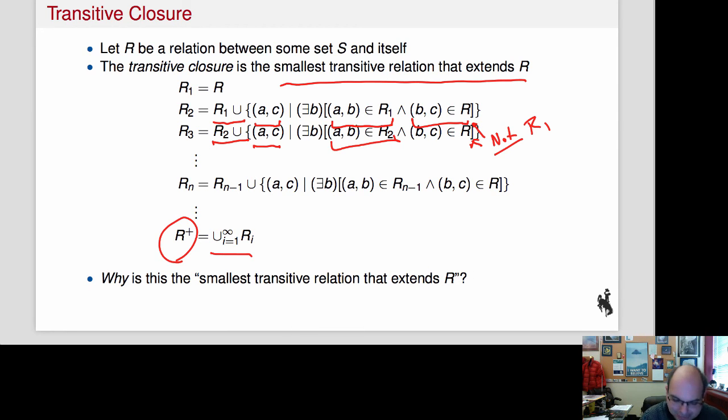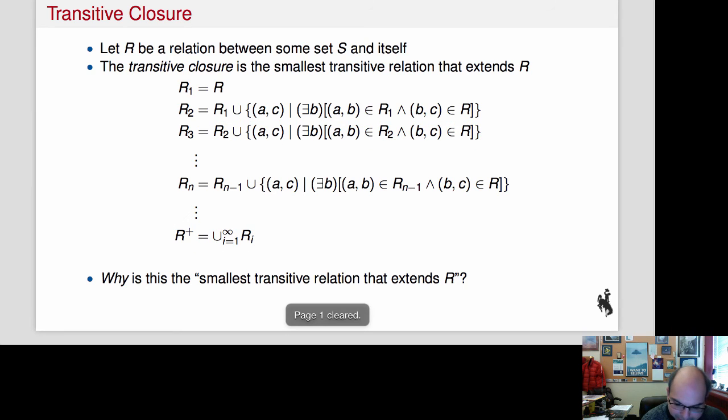Why is this the smallest transitive relation that extends R? Okay, let's break that into two pieces. Why is it transitive? Shoot, that's actually hard, okay. And smallest, it's even harder. We actually don't have the machinery to be able to prove this. We're going to have to wait for a little while until we learn something magical called induction. At that point, we'll be able to prove this. So I'm going to leave this. We'll take care of this later. Okay.